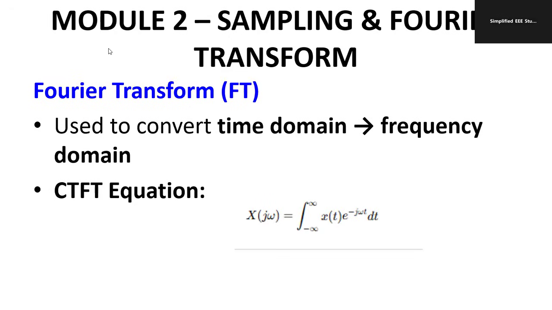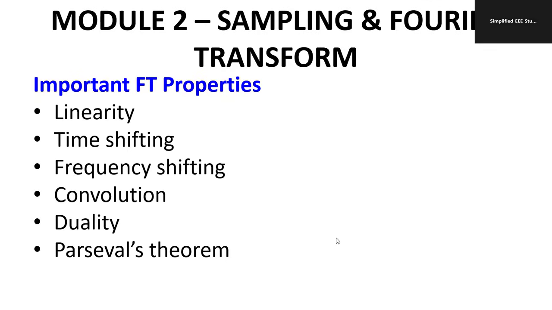Next is module number 2, sampling and Fourier transform. Study what is Fourier transform. It is used to convert time domain into frequency domain. So, the continuous time Fourier transform is equal to X of j omega, the integral from minus infinity to infinity of x of t times e to the power minus j omega t dt. Here you are supposed to substitute the time domain signal. Then you can get the output as X of j omega, that is the frequency domain signal. Remember this equation, that is very important.